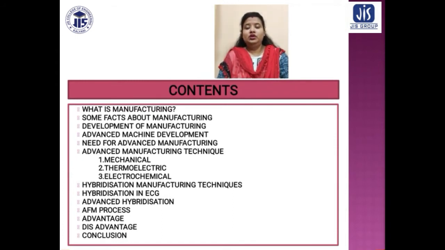Then we will go through why there is a need for advanced manufacturing. Next, we will also discuss advanced manufacturing techniques like mechanical, thermoelectrical, and electrochemical. Then we will have a brief discussion about hybridization manufacturing techniques, hybridization in electrochemical grinding also. Then we will discuss the advanced hybridization also. Next, we will discuss some AFM processes, their various advantages and disadvantages, and then we will proceed with the conclusion. So I hope from this content you are able to understand what we are going to discuss in today's first lecture of Advanced Manufacturing Technology.